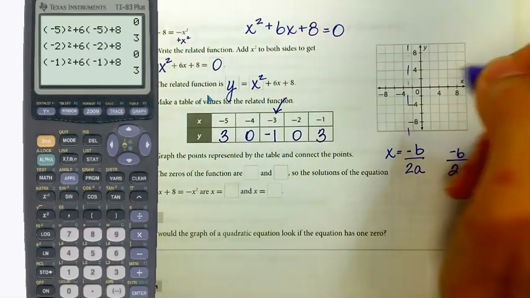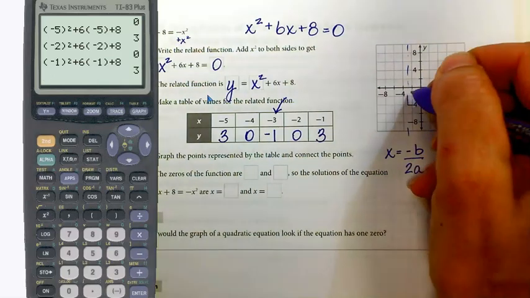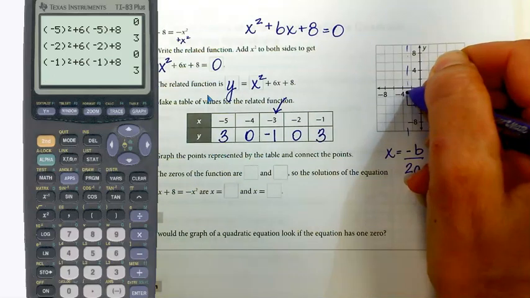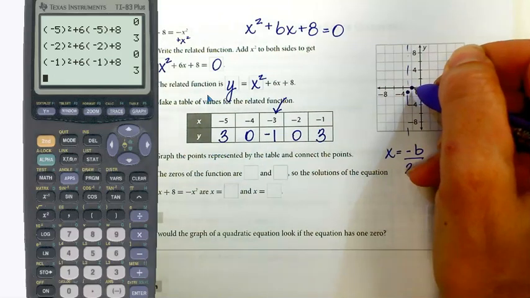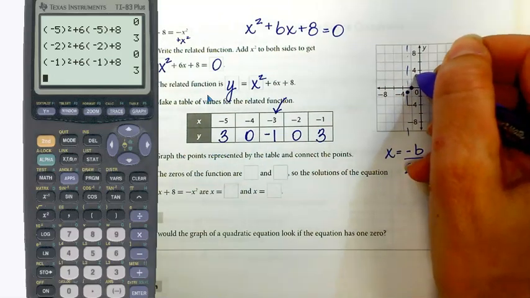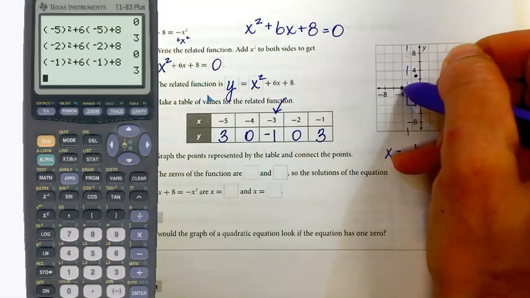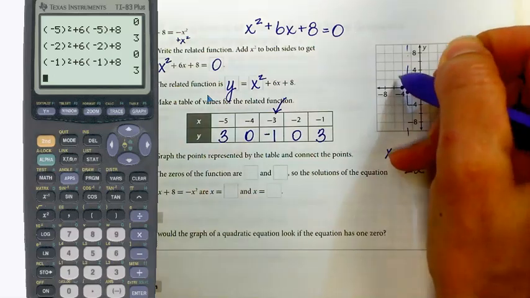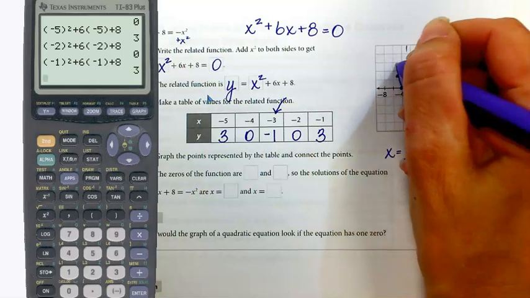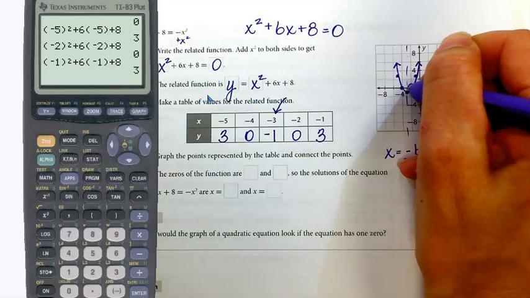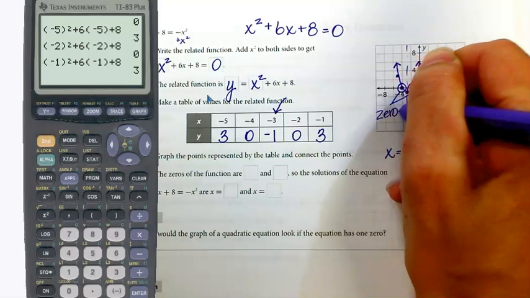All right. -3, -1 is right here. -2, 0. -1, 3. Then we've got -4, 0. And -5, 3. So there's our parabola, and it crosses the x-axis there and there. There are your zeros or x-intercepts or solutions.